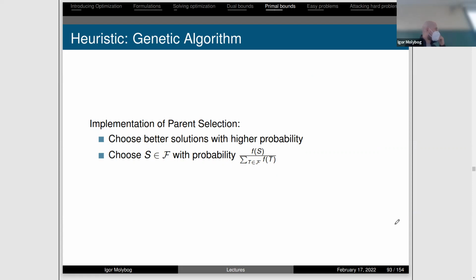So the implementation of the parent selection is normally quite straightforward and simple. The intuition is that you would like to choose better solutions with high probability. So if you have evaluated your members, then you know the values f of s and f of t, and you can choose the members of the population with probability that is proportional to the fitness. It doesn't have to be. It could also be something like the Boltzmann law, like the one that we have just seen. But it's a common choice.